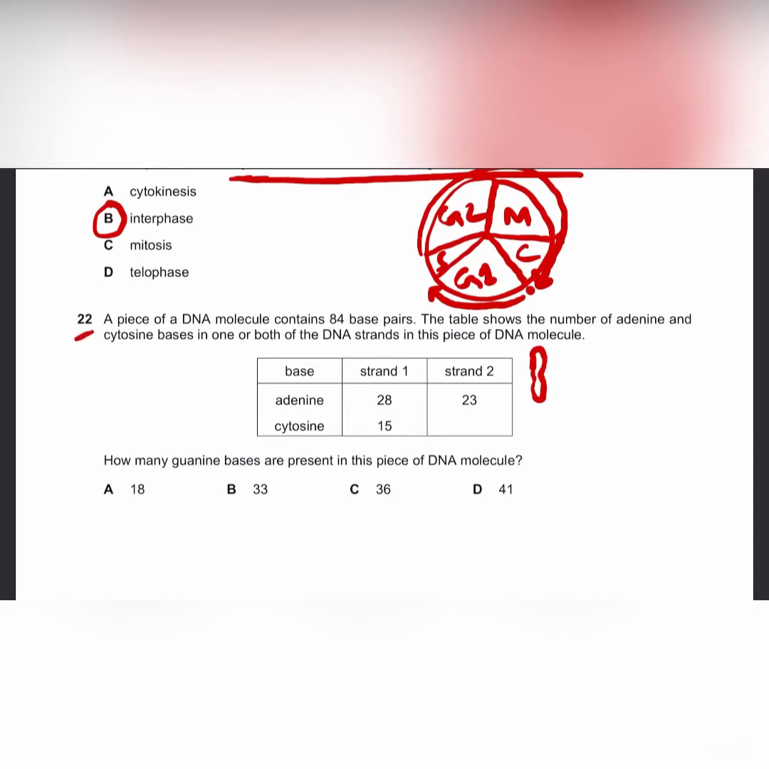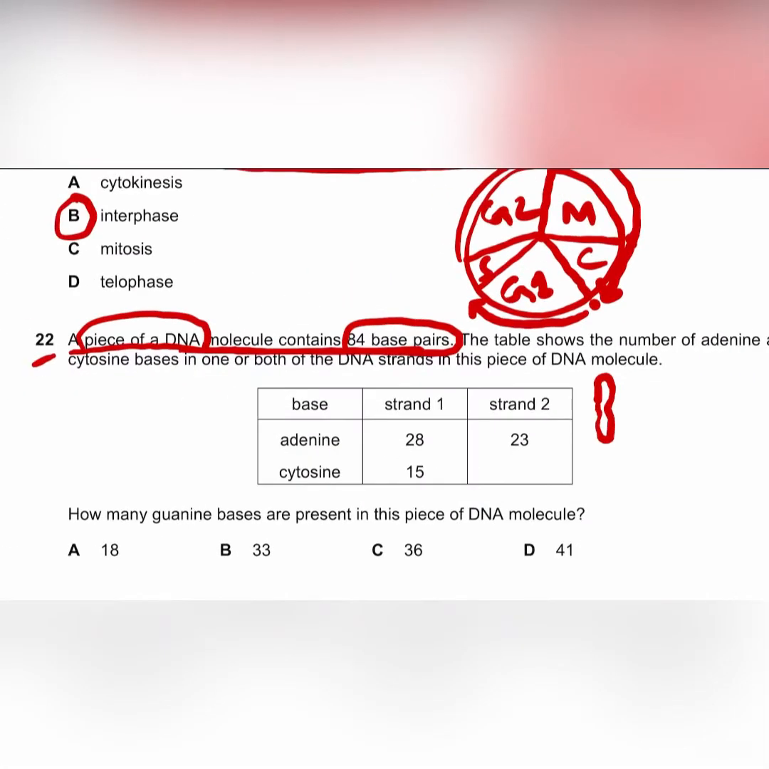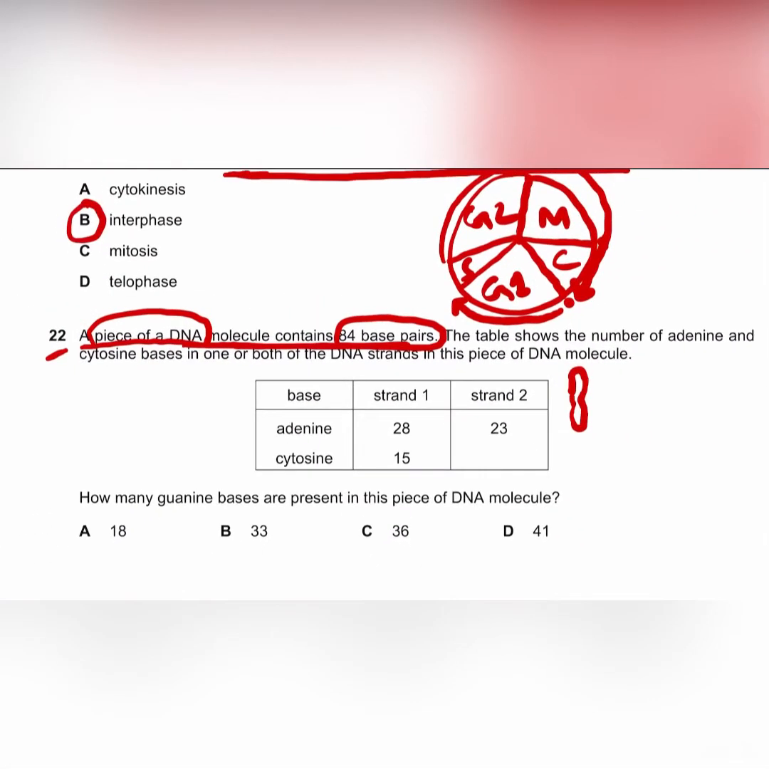A piece of DNA molecule contains 84 base pairs. This means that each DNA strand contains 84 nucleotides. Always remember that whenever they say that a piece of DNA molecule contains this amount of base pairs, this means that each strand contains 84 nucleotides. One strand contains 84 nucleotides, the second strand contains 84 nucleotides. This means that the base pairs will be 84 because the bases pair up. They form a pair, and a pair is a group of 2.